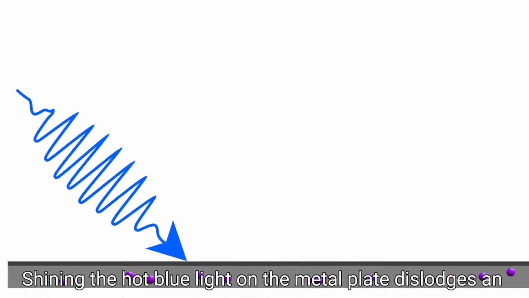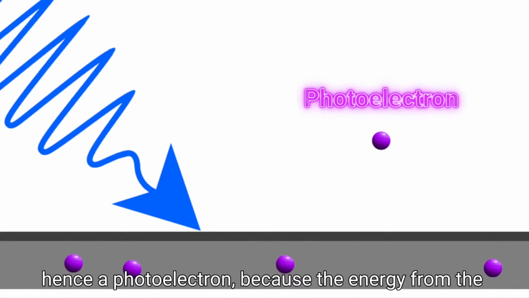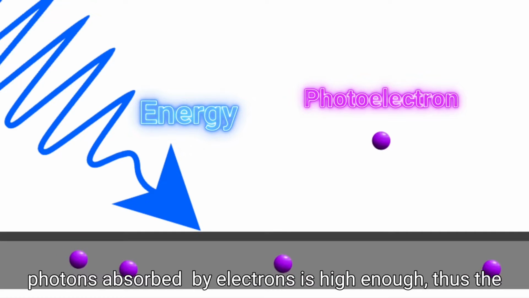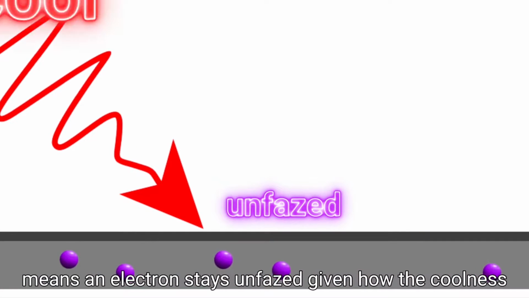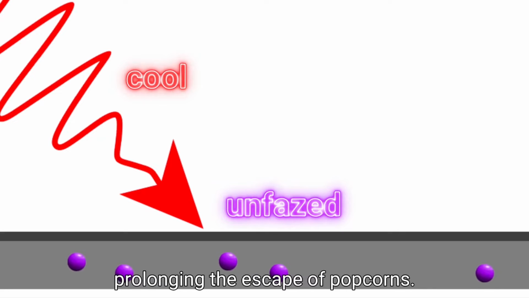Shining the hot blue light on the metal plate dislodges an electron, hence a photoelectron, because the energy from the photons absorbed by electrons is high enough, thus the possible escape of the popcorn. While using the red light means an electron stays unfazed, given how the coolness of the light possesses a sluggish transfer of energy, prolonging the escape of popcorns.